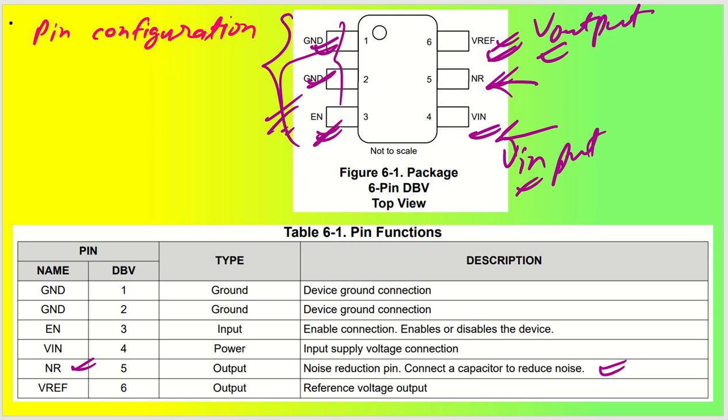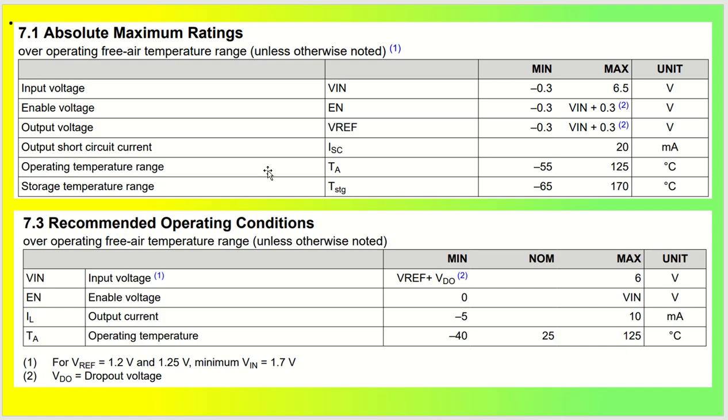Coming back to some of the electrical parameters, let us talk about the absolute maximum ratings. Input voltage is very important, it can take a maximum of 6.5 volts. As a good designer, you need to understand that any IC has limiting values or absolute maximum ratings. You need to make sure the input voltage does not exceed this, otherwise the IC will get damaged. That's why absolute maximum ratings are very, very important. Similarly, the enable pin can take up to input voltage plus 0.3. It should not exceed input plus 0.3 volt.